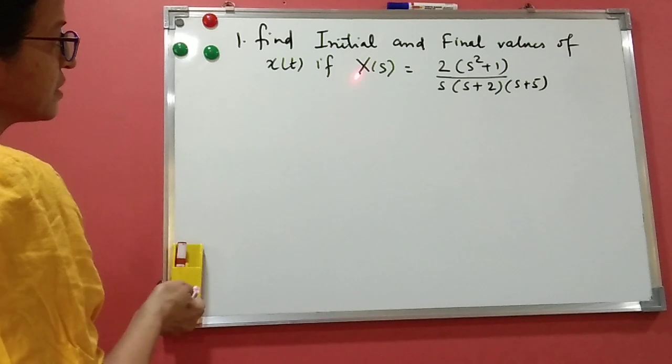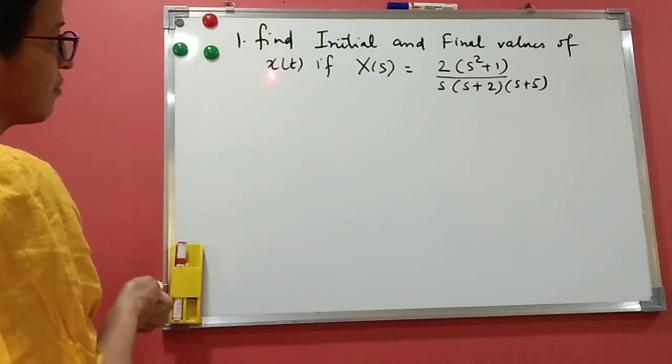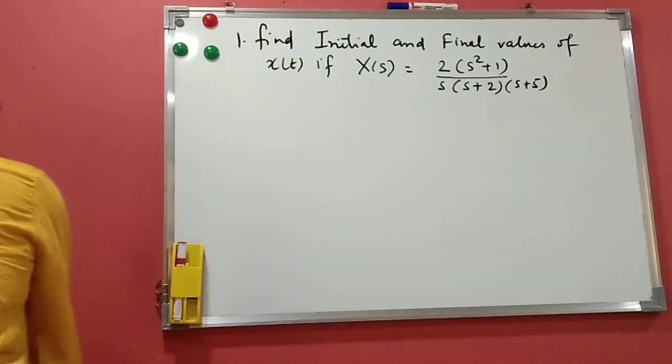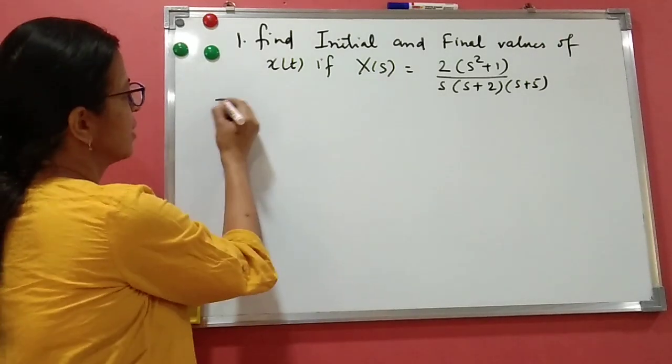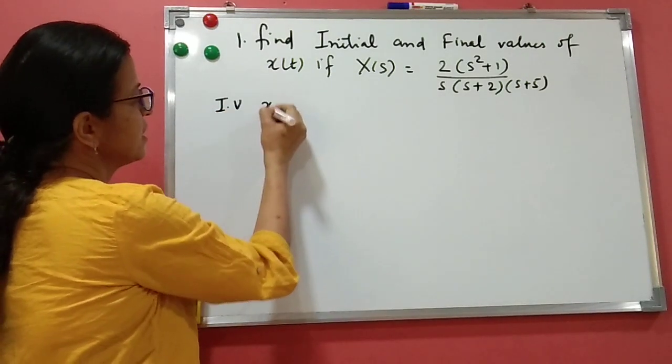So now X(s) is given and we have to find the initial value and final value. So we have to apply the theorem here. We know that the initial value, I'll write down as IV. What is the initial value?